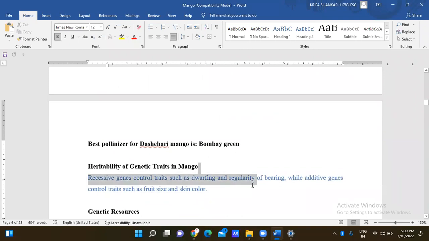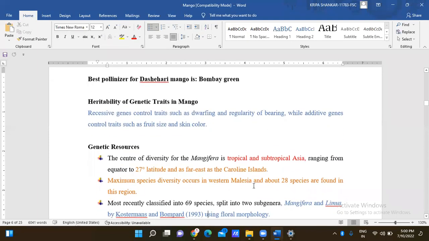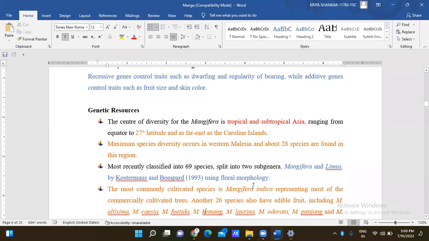You should remember the heritability, like for dwarfness and regularity in bearing, which genes are responsible. In the case of genetic resources, a few questions are there. These are a compilation from books like KB books, a handbook of horticulture, and so many things. So all the highlighted things you should read for statement-kind questions, as in the current pattern.